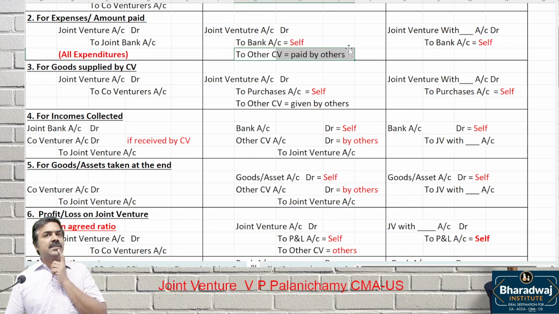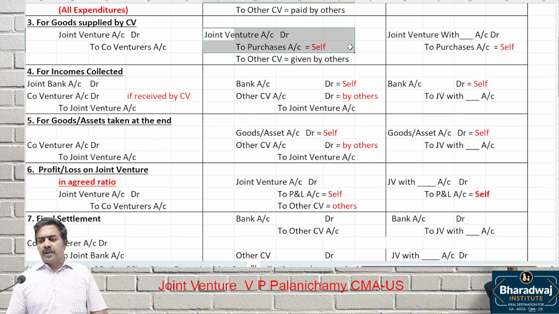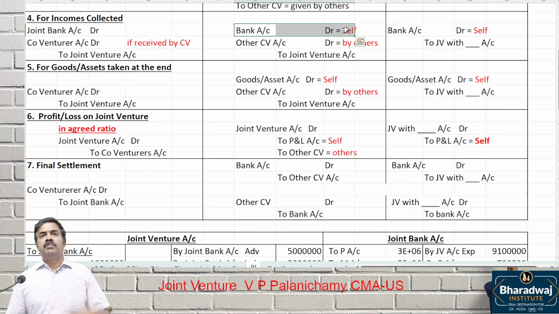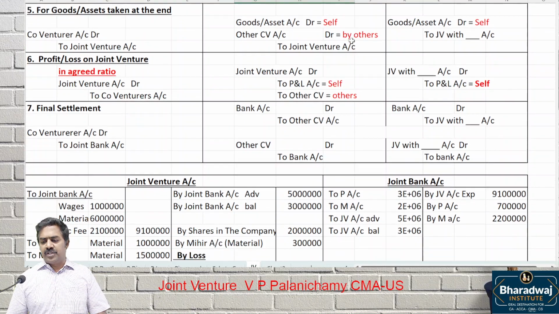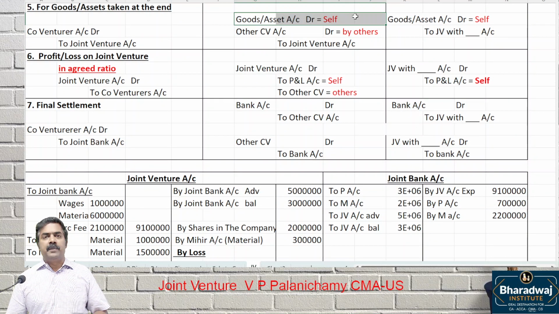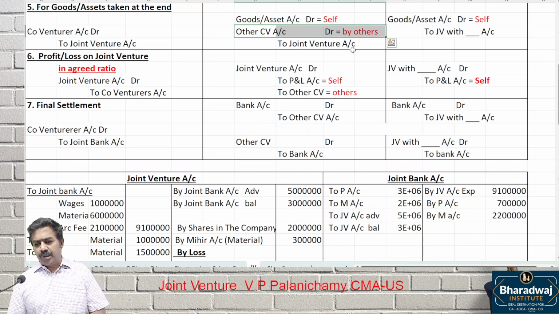How will you record this? Joint venture account debit to bank for your payment. For my payment, joint venture account debit to A account. Same way, for any goods supplied, I will put joint venture account debit to purchases. If you supply goods, how will I record this? Joint venture account debit to other co-venturer, B account. Any incomes collected, if I collect, bank account debit to joint venture. If the other party collects, other co-venturer account debit to joint venture. Any goods taken over by myself, I will put goods or asset account debit to joint venture. If taken over by the other venturer, I will record other co-venturer account debit to joint venture.